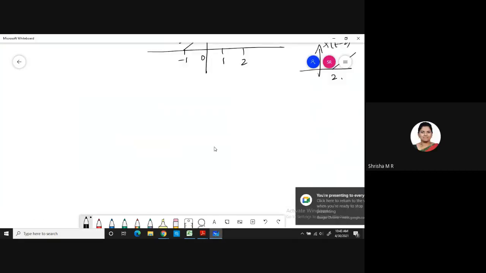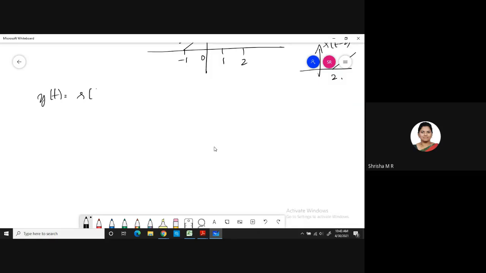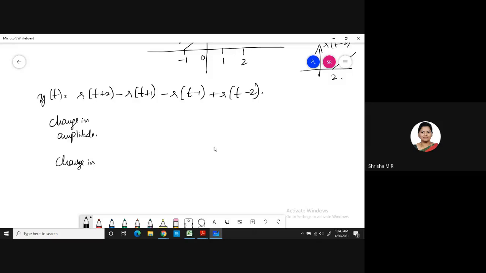So I will show you this one also in this easy method. y of t is equal to r of t plus 2 minus r of t plus 1 minus r of t minus 1 plus r of t minus 2. Just we'll solve this also. You have change in amplitude. You can verify, or you can do like this also if you are comfortable. But don't do it the wrong way. Change in amplitude, change in time, you write it off.